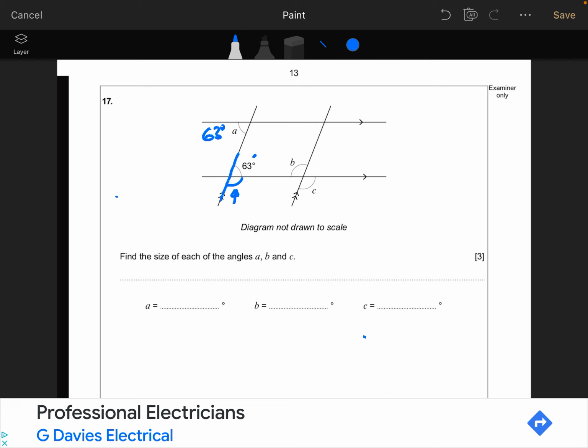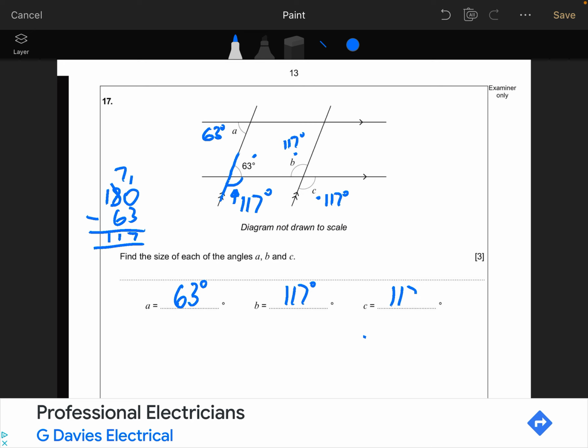So 180 minus 63 gives me, 10 take away 3 is 7, 7 take away 6 is 1, it's 117. So that angle there is 117 degrees. So that means all the other obtuse angles, in other words this one and this one, are also 117. Okay, so our A value was 63 degrees, our B value was 117 degrees, and our C value was also 117 degrees.